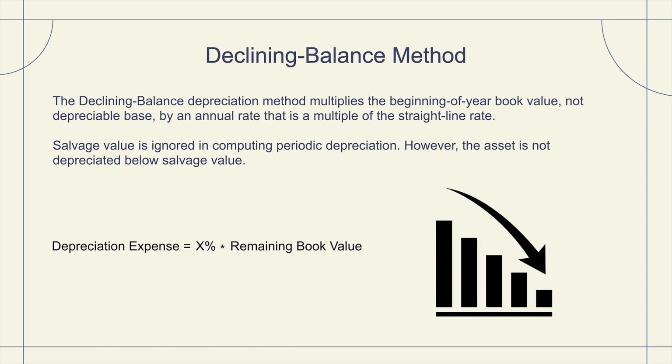Under this method, we multiply the asset's beginning of the year book value by double, or 200%, of the straight line rate. The straight line rate is calculated by taking 100% divided by the useful life. So, for illustration purposes and simplicity, let's imagine that the useful life is 2 years. So 100% divided by 2 is 50%. Multiplying it by 2 would be 100%. So 100% would be the consistent rate that we would use on an annual basis.